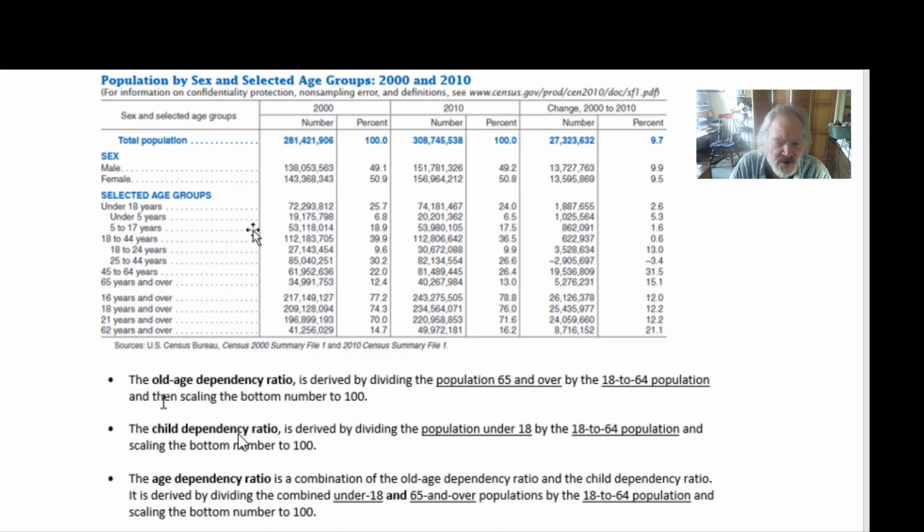Child dependency ratio is the same thing, but it's going to be the people under 18 divided by the working age population, and then scale the bottom number to 100. Whereas the total age dependency ratio is both under 18 and over 65 divided by the working age group here.